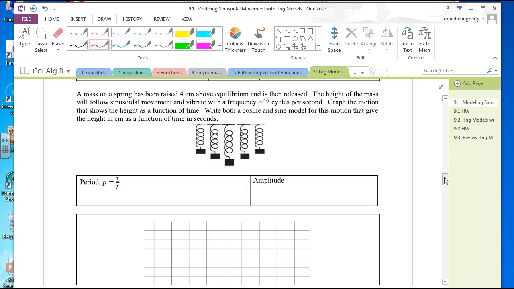So a mass on a spring has been raised 4 centimeters above equilibrium and is then released. The height of the mass will follow sinusoidal movement. That means it's going to follow a sine or cosine graph and vibrate with a frequency of 2 cycles per second. Graph the motion that shows the height as a function of time. Write both a cosine and a sine model for this motion that gives the height in centimeters as a function of time in seconds. Okay, so the frequency is what?